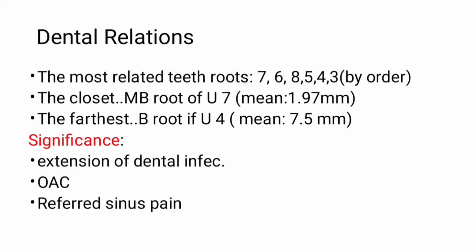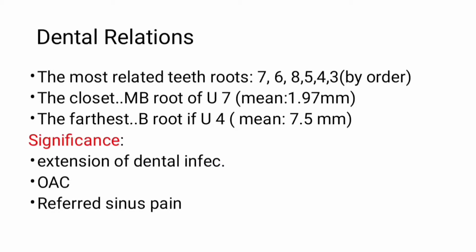Coming to the dental relations, the teeth most related to the maxillary sinus start with the upper second molar, followed by the upper first and last molar, then the second premolar, first premolar, and finally the upper canine, with the closest root being the mesiobuccal root of upper 7 and the farthest one the buccal root of the upper 4.